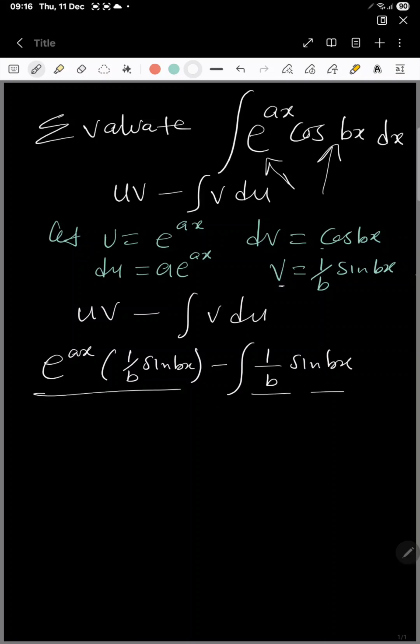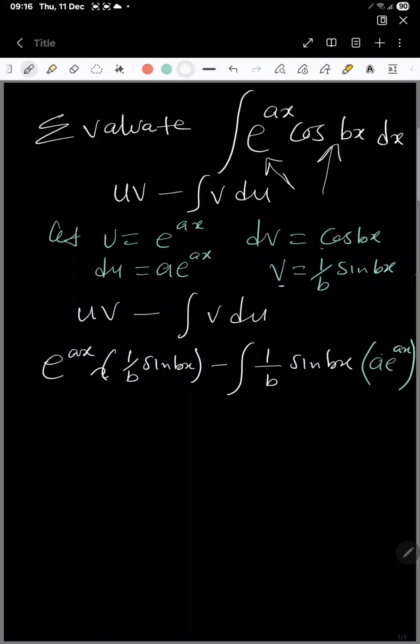Don't forget that I've replaced on the v here. This is our v, which is here, and then we need to also multiply this with du. What is our du? Our du is this one, which is a e to power ax. So we need to put it here, which is a e to power ax, like that. Then after that, that's when you can now multiply. You can simplify your answer by saying we have this times this times that.